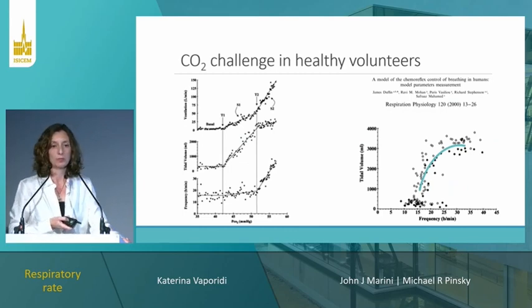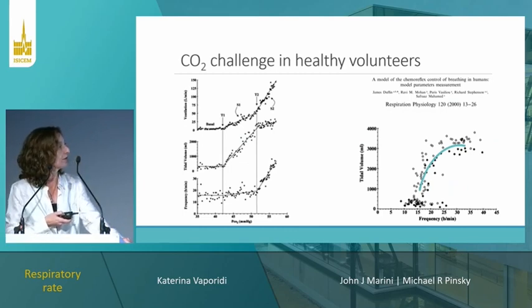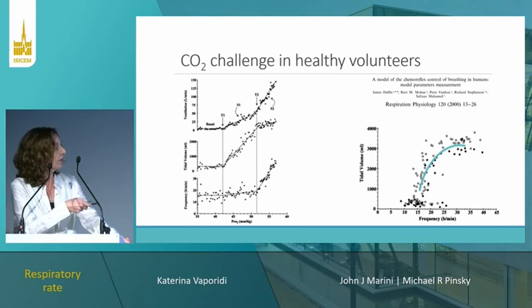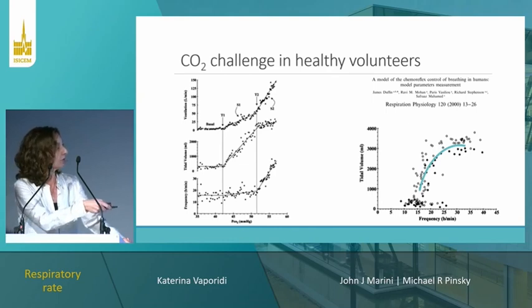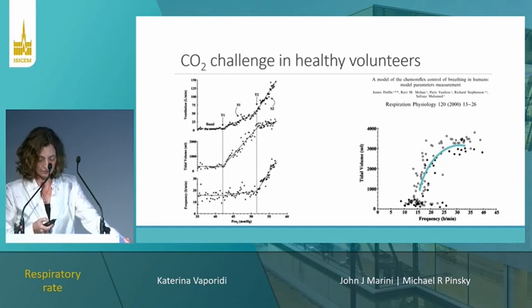Similar data were obtained a long time ago in healthy volunteers with CO2 rebreathing. So with increase in CO2, notice the change in ventilation, which is achieved first by a sharp increase in tidal volume and a much smaller increase in respiratory rate. And then when tidal volume cannot further increase, respiratory rate takes the step. This is the shape of tidal volume over respiratory rate.